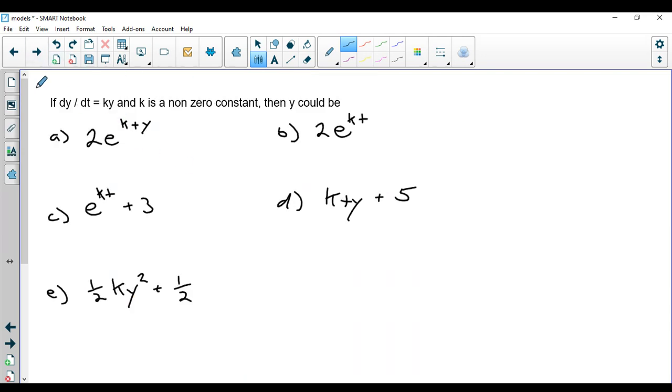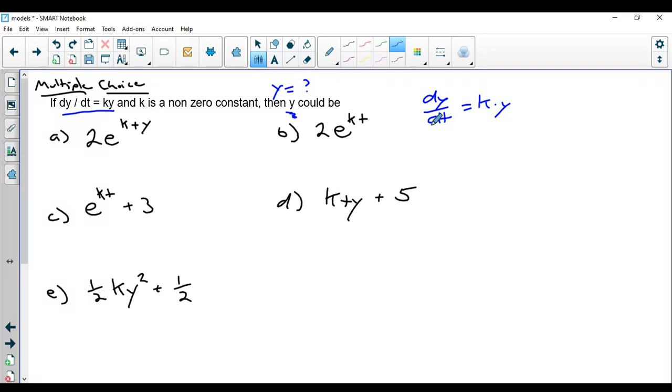This is a multiple choice question. There isn't a whole bunch of parts here, so I'll write multiple choice. A lot of people get this wrong, and they shouldn't. So it says if dy/dt equals k times y, and k is a non-zero constant, then y could be. So let me rewrite this over here: dy/dt equals k times y. And then you've got to figure out what y could be.